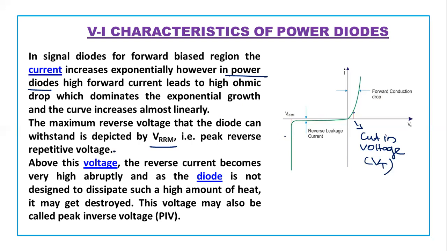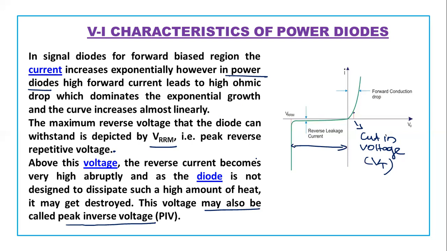So that is, the diode will get destroyed. So always the diode should be operated below this region, below the reverse breakdown voltage. Above this voltage, the reverse current becomes very high abruptly, and as the diode is not designed to dissipate such a high amount of heat, it may get destroyed. This voltage is also called the peak inverse voltage, PIV.